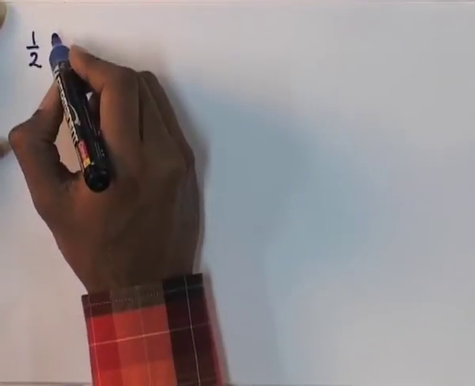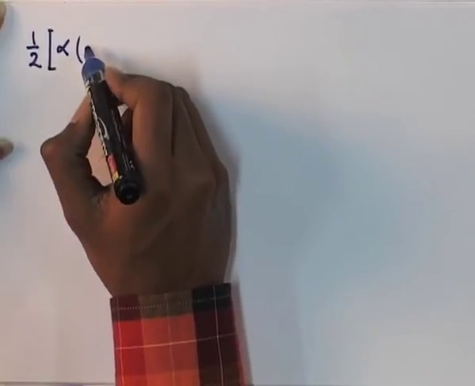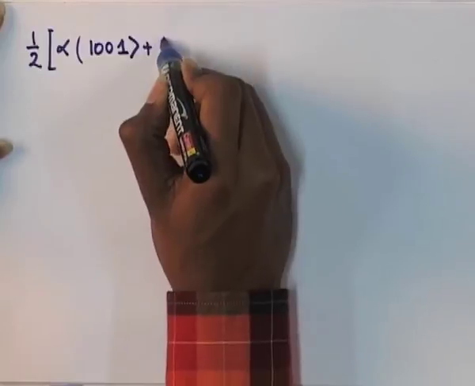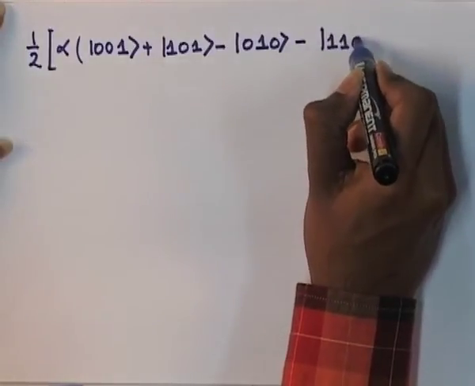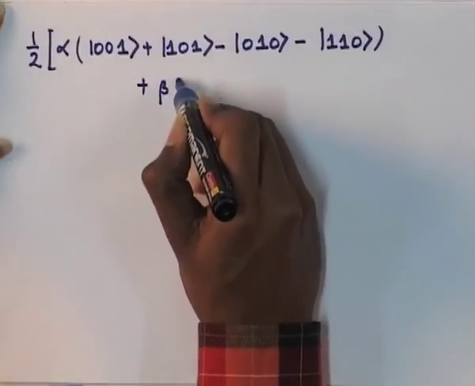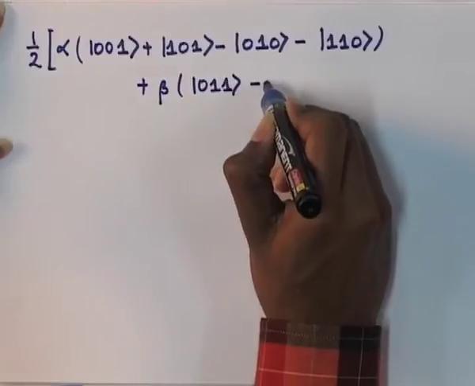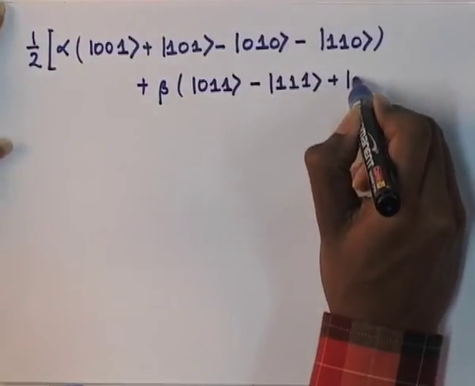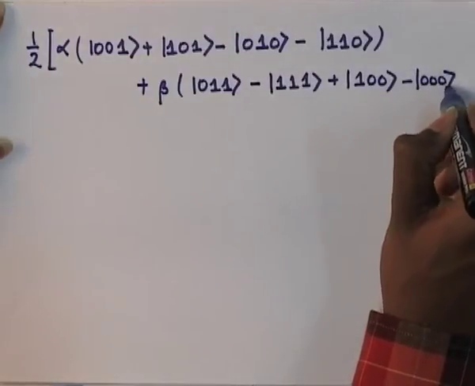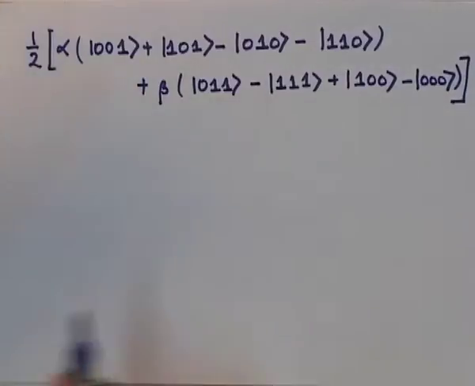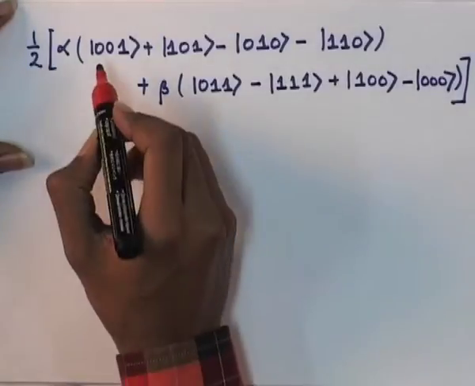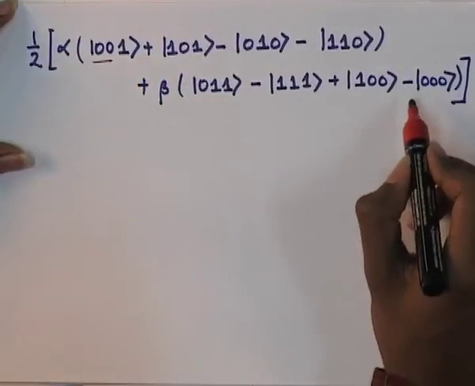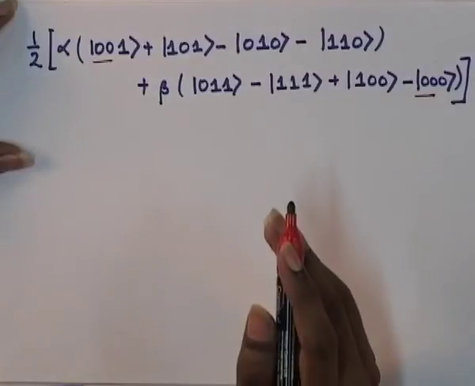So after applying H gate, the resultant state is half times the terms with alpha coefficient, which are 001, 101 minus 010 minus 110, and the terms with beta as coefficient are the following. And if you see carefully, we can write this expression also as something by separating the first 2 qubits.